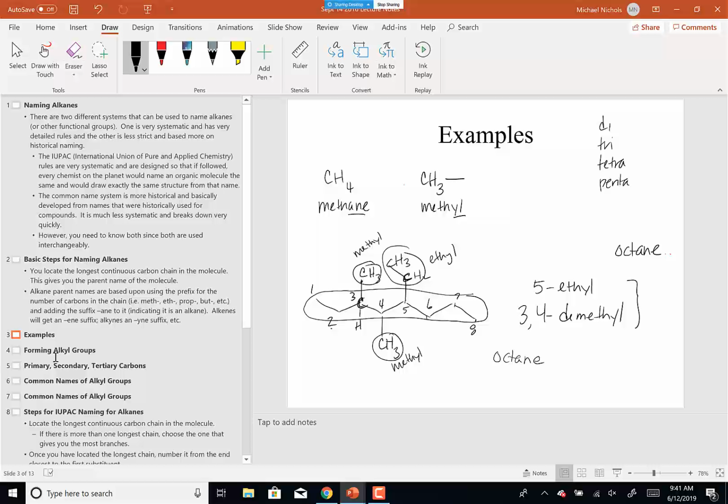Do I alphabetize the di? No. Di, tri, tetra are not alphabetized. So ethyl is based on E, dimethyl is based on M.